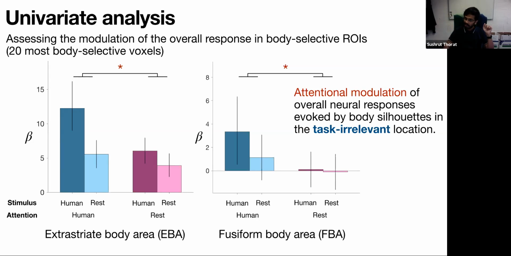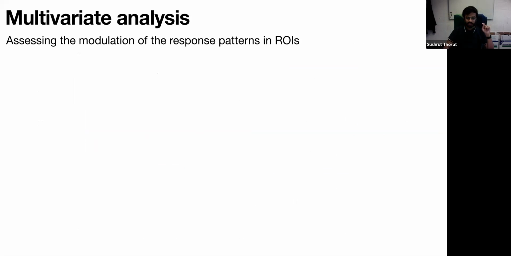Okay, cool. We have univariate results, but what about multivariate results? Now, the reason we do multivariate analysis is because we can also check if we find these results for the other objects.